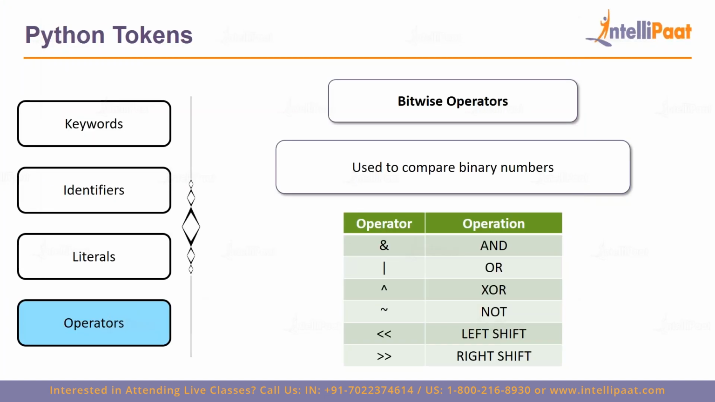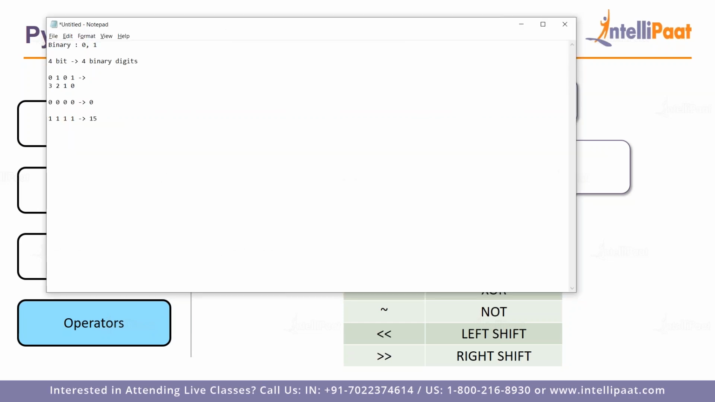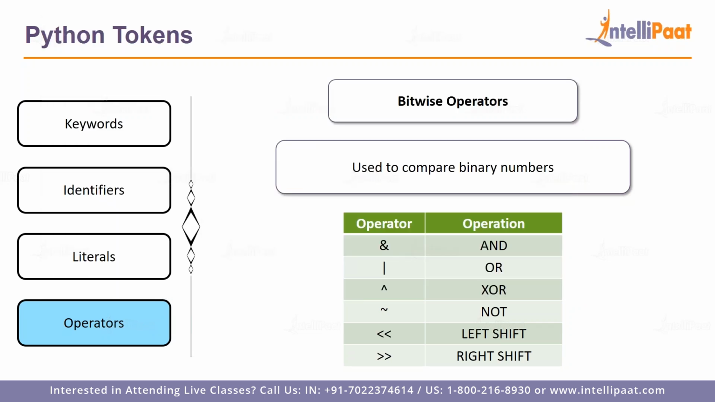Now we come to bitwise operators. So what they do is, instead of operating on the numbers that we see, they operate on their binary forms. So let me give an example. We have an AND operator. What AND does is, if I were to give you 0 and 0, it will return 0. Similarly, 0 and 1 will return 0. 1 and 0 will return 0. And 1 and 1 will return 1.